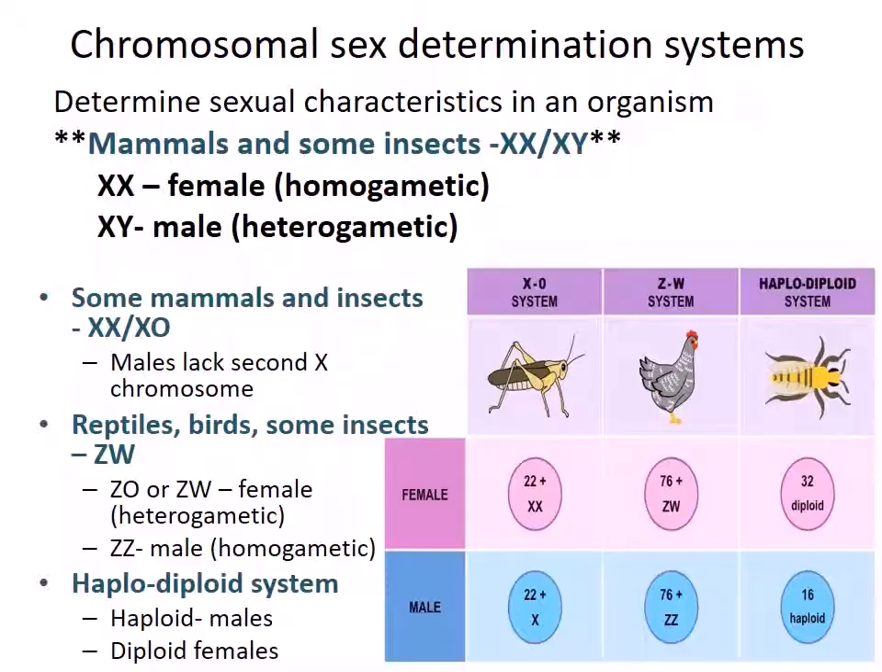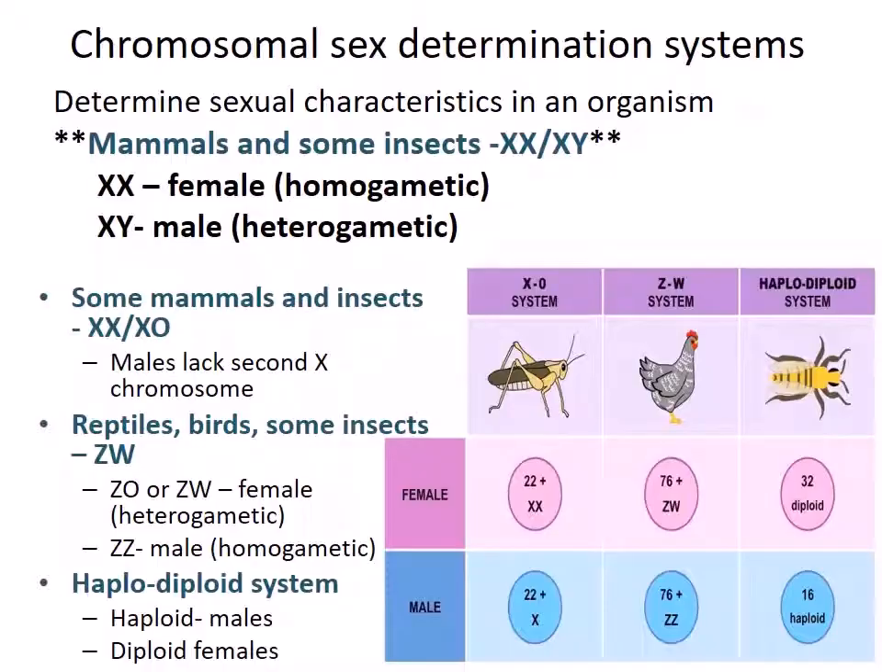And some mammals and insects have an XX or XO system. In this system, males lack the second X chromosome, so they only have one X chromosome. Then in reptiles, birds, and some insects, they have a ZW system. So the females here are heterogametic, which is different than we would be. And so they're either ZO or ZW. And then males would be ZZ, so they would be homogametic.